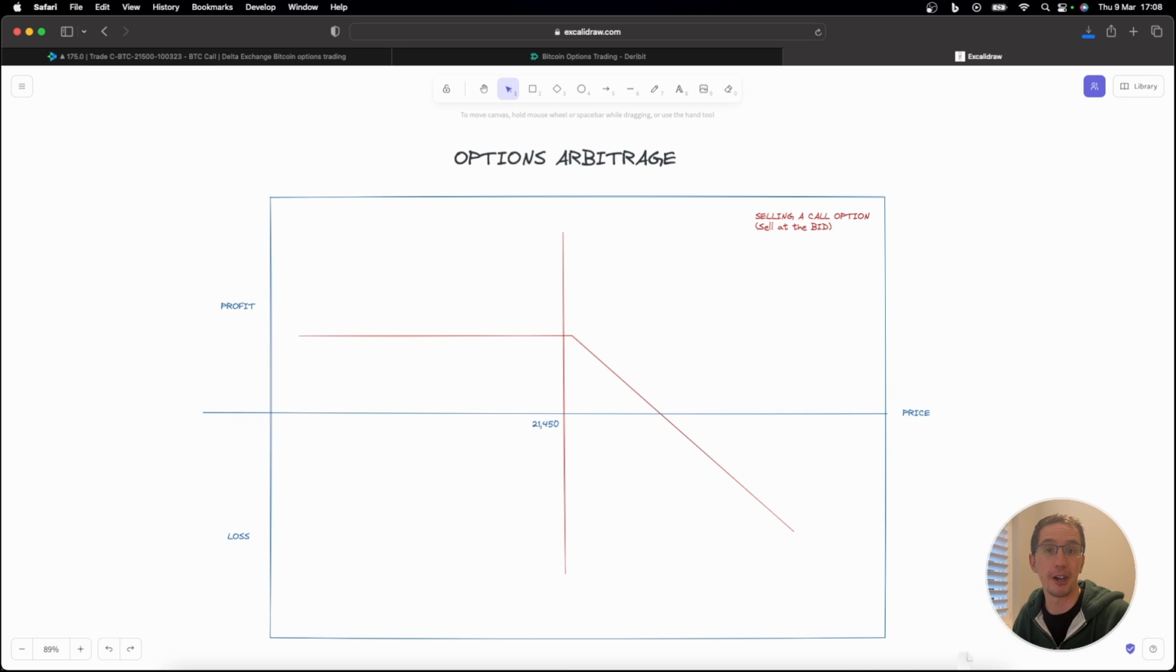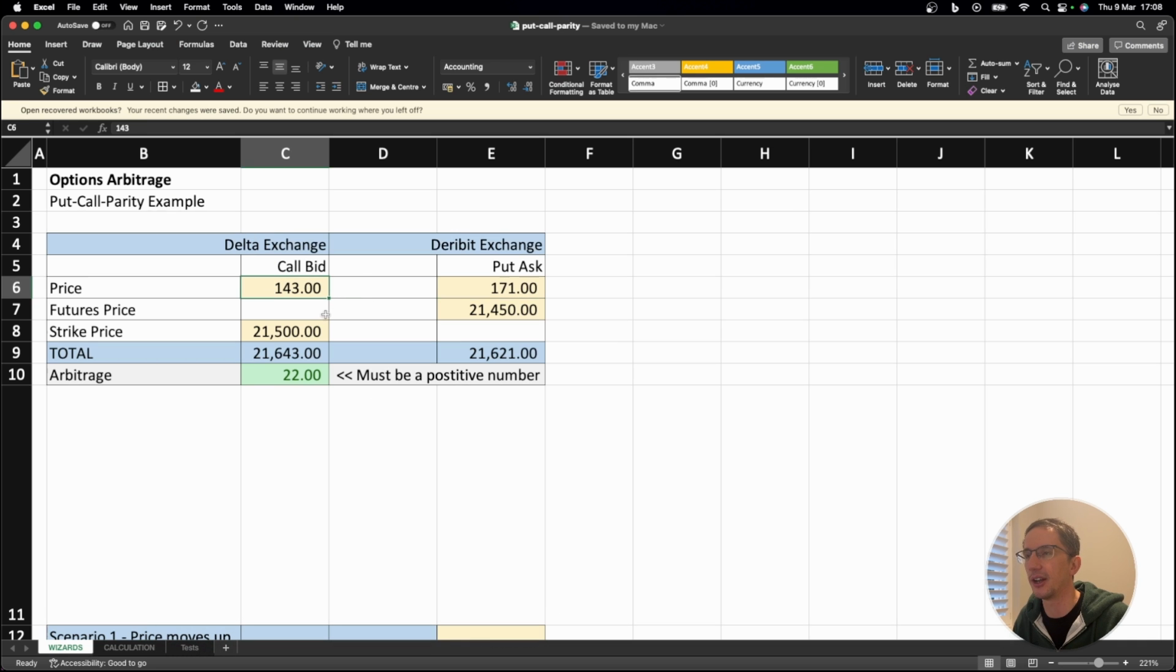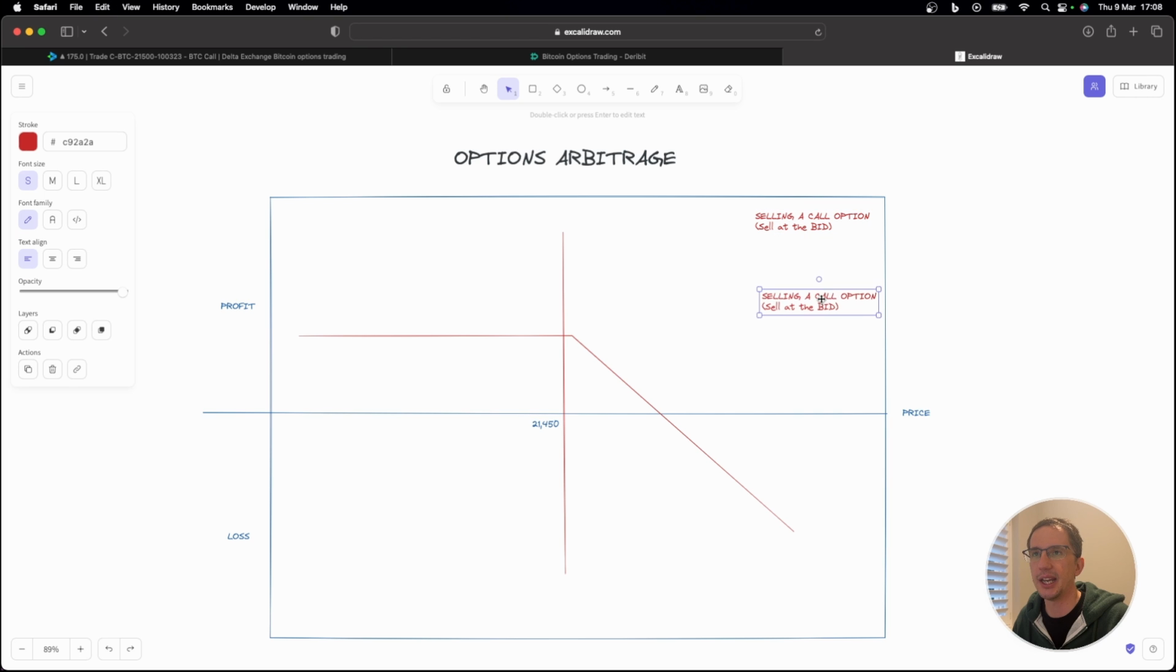Wow, Bitcoin's moving fast today. So there we go. 21,450 is the current price. Now, essentially what needs to happen in order for me to keep my profit that I sold that call option for, because I instantly get that cash. When you're selling an option, you instantly get the cash. And I sold my call option, excuse me, it was for $143. So essentially what I'm doing here is I'm taking in plus $143 of income.